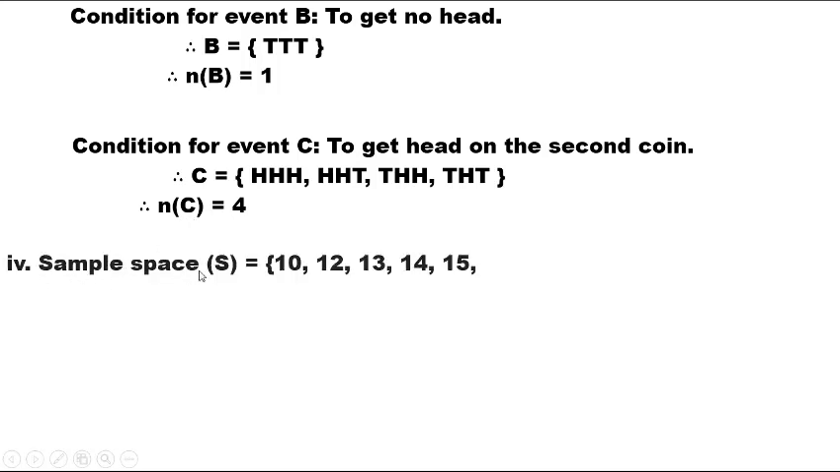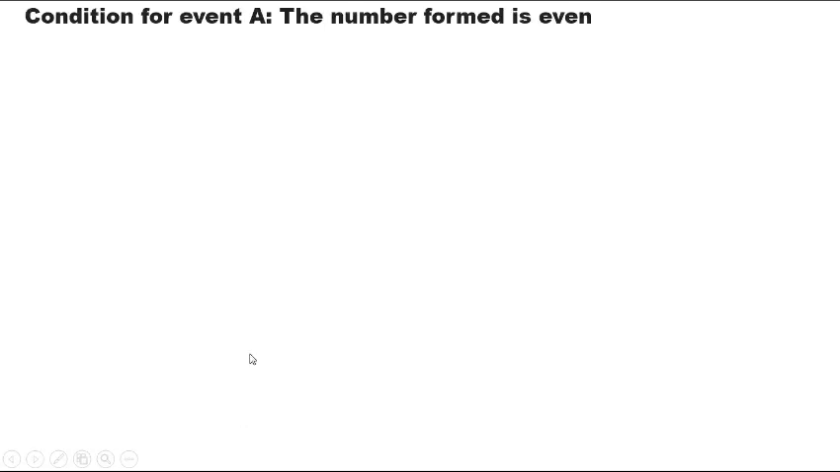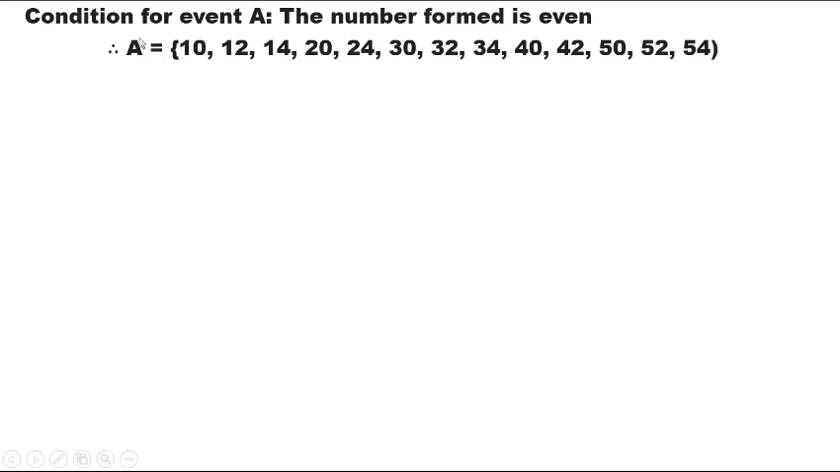Fourth one, sample space. S is equal to 10, 12, 13, 14, 15 till 54. Number of the sample points is equal to 25. Conditions for the event A: the number formed is even. A is equal to 10, 12, 14, 20, 24, 30, 32, 34, 40, 42, 50, 52, 54. Number of the sample points of set A is equal to 13.